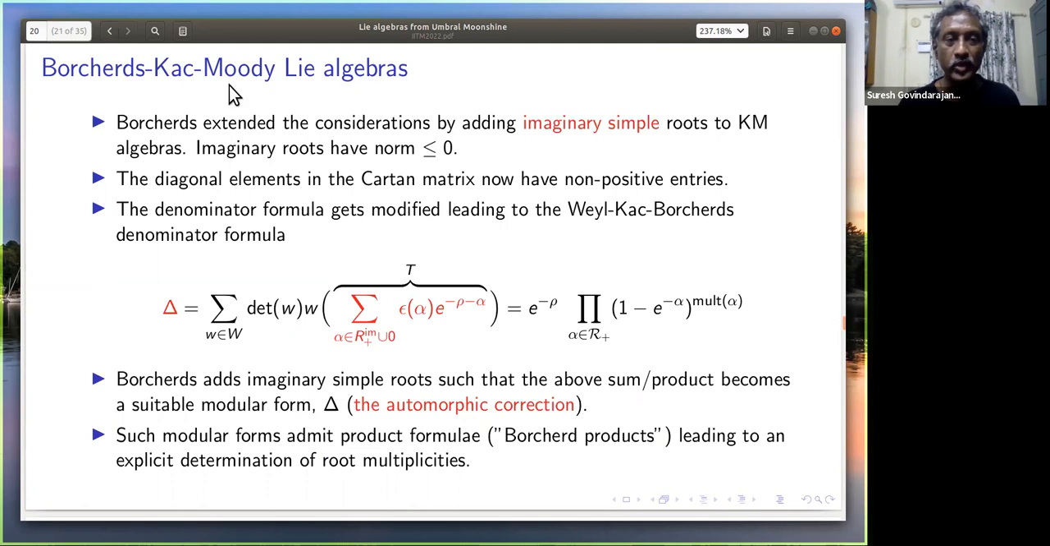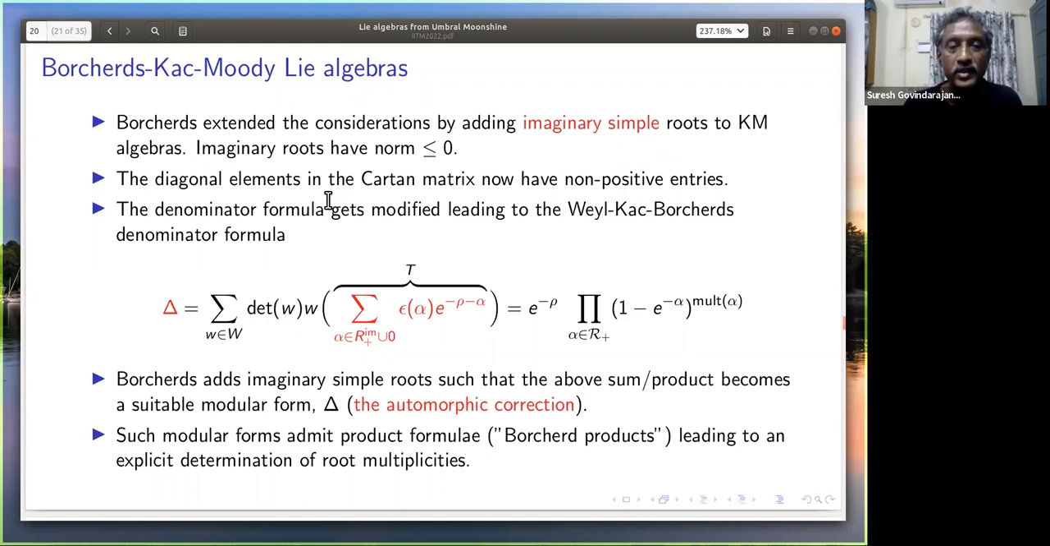So far we looked at Kac-Moody Lie algebras. Borcherds actually extended considerations by looking for imaginary simple roots. So what does he mean? Imaginary roots have norm, or rather norm square, less than or equal to 0. And these are simple. In the affine case, we saw delta, which was an imaginary root, but it was not simple because it was the sum of alpha 1 and alpha 2. So it is not simple. It can be expressed in terms of those.